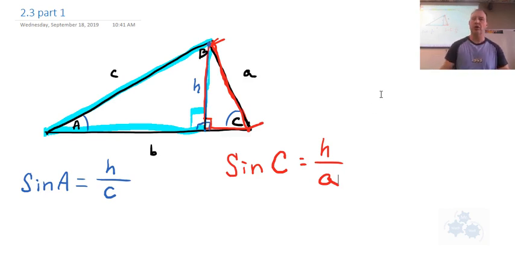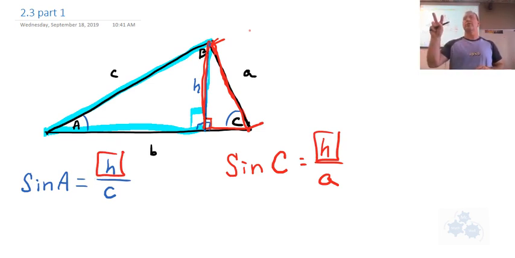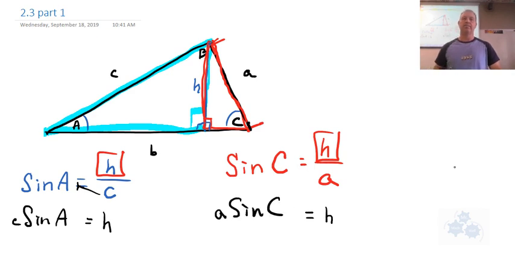Now what you want to notice is that the height of this triangle, the length of H, is the same in both equations here. We're talking about the same H, the same side, the same length. So if you have two equations and parts of each are the same thing, we can now isolate for h, and watch what happens. So h, I'll do this in blue now, h equals c sine A. Everyone see that? I've just cross multiplied there. And over here, h equals what? a sine C.